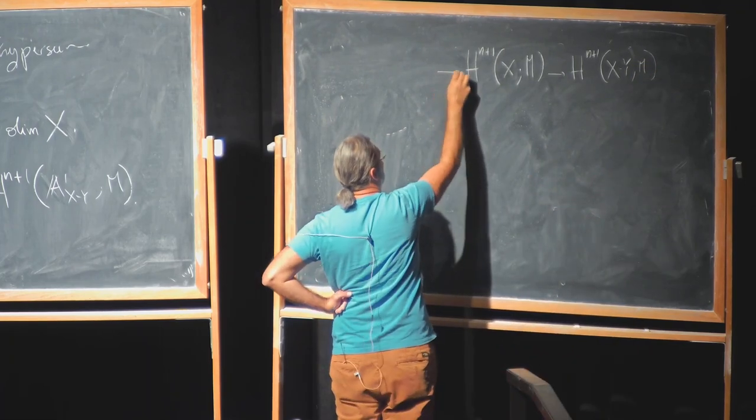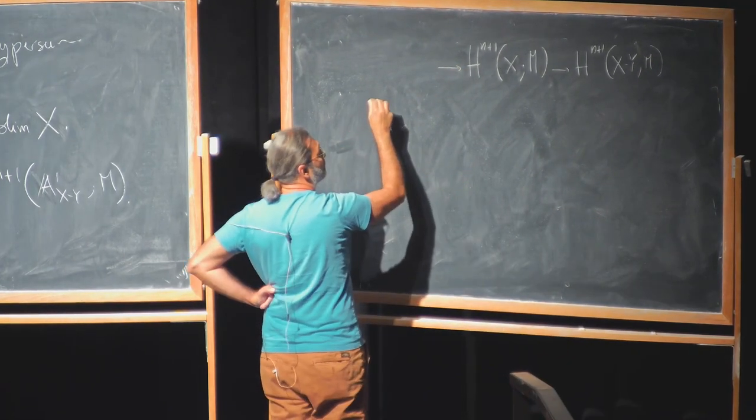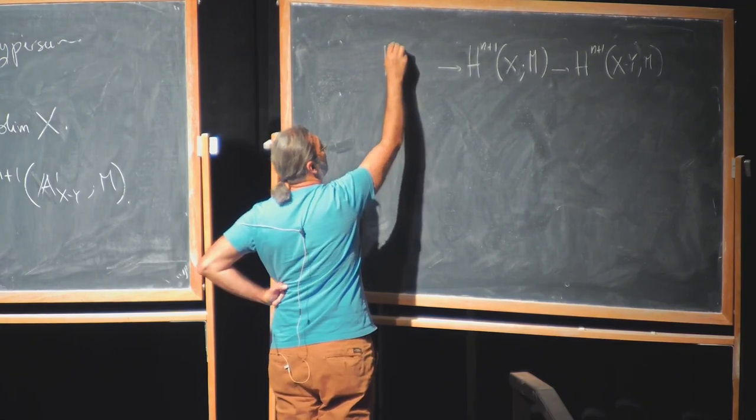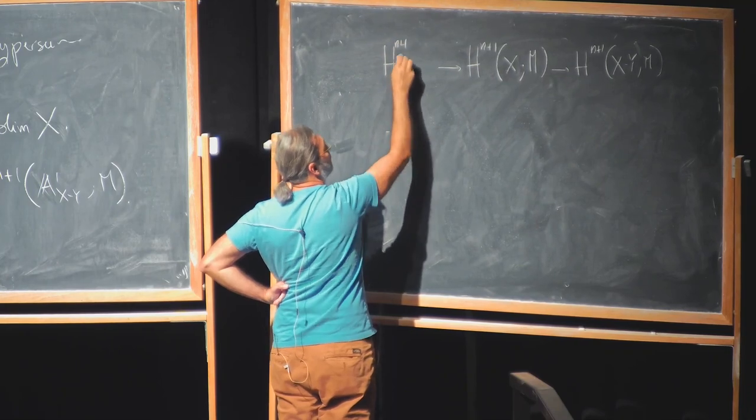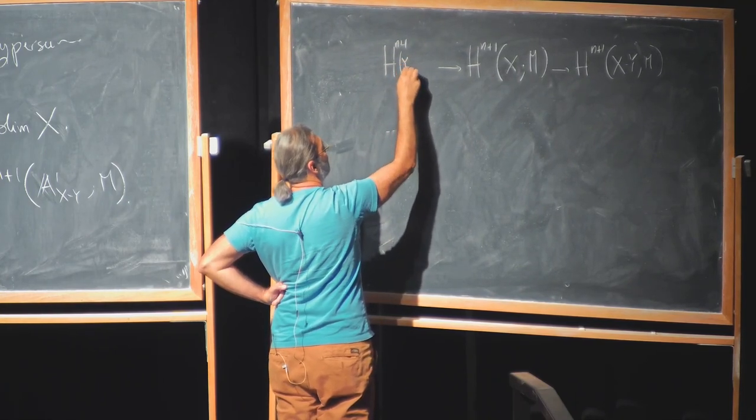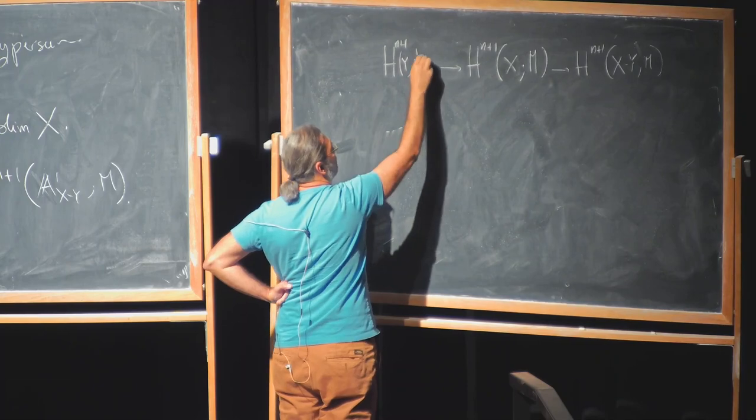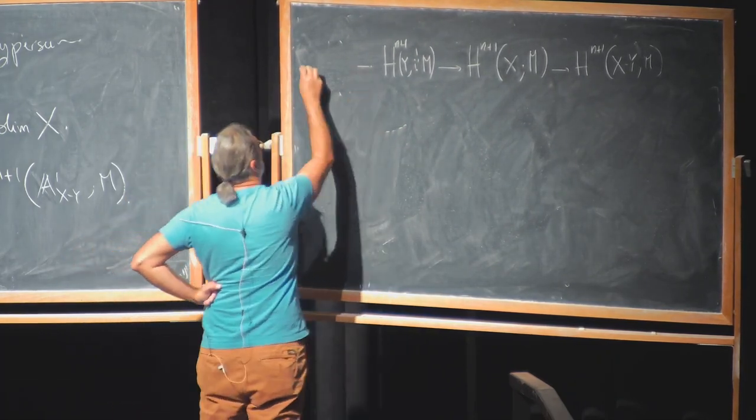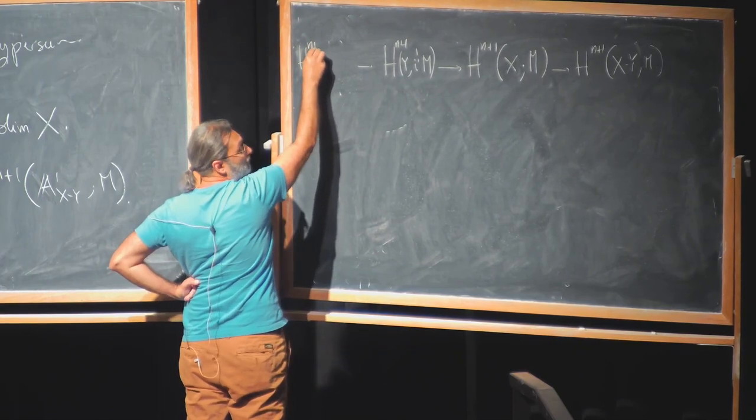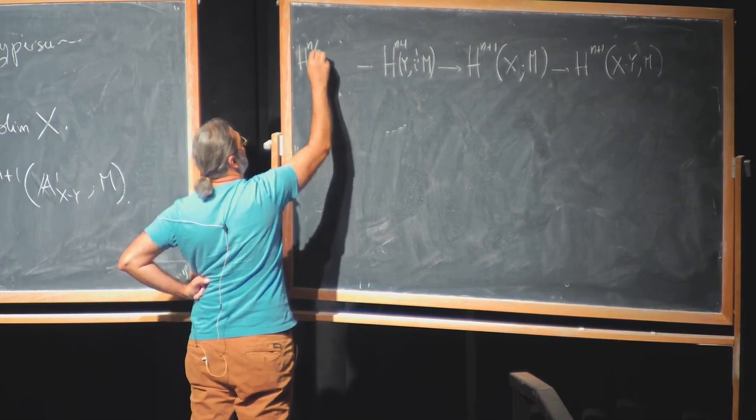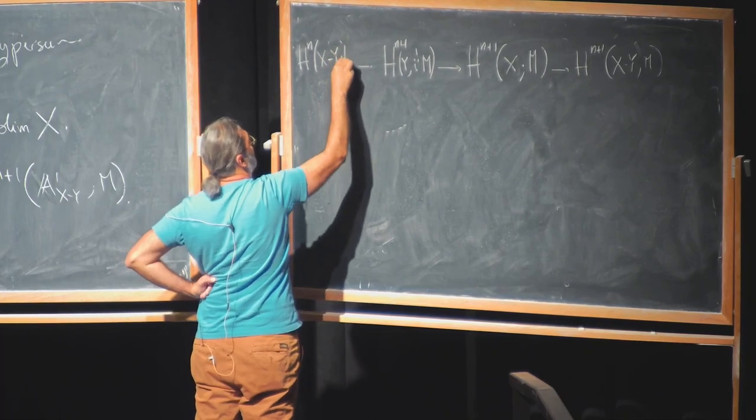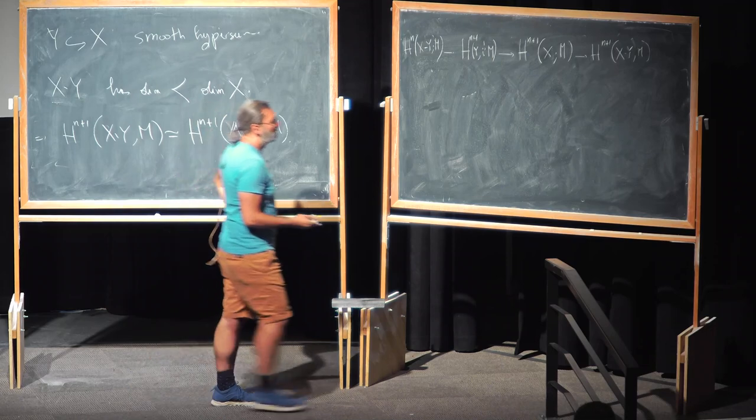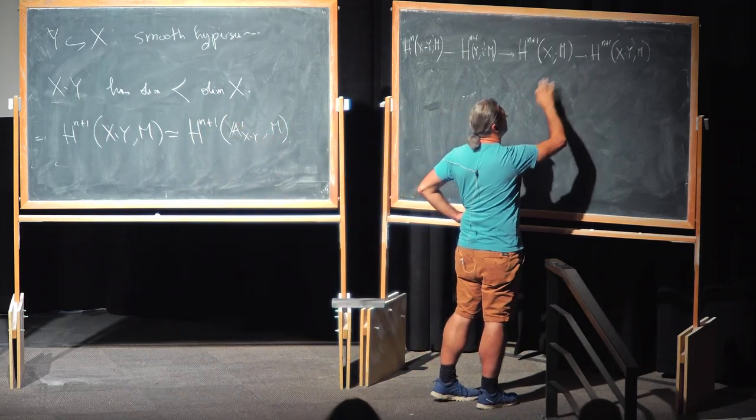And what comes here, maybe I just write it first. So what you have here is an H^{n+1} of, say, y, with value in this i upper shriek of M. And then what comes after is an H^{n+1} of x minus y. Okay, so we have this exact sequence which somehow relates the cohomology of x with this. I mean, this is zero, right?